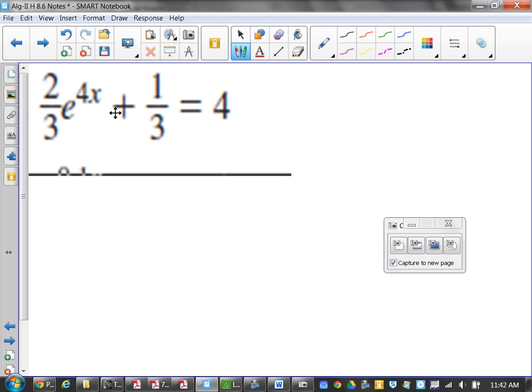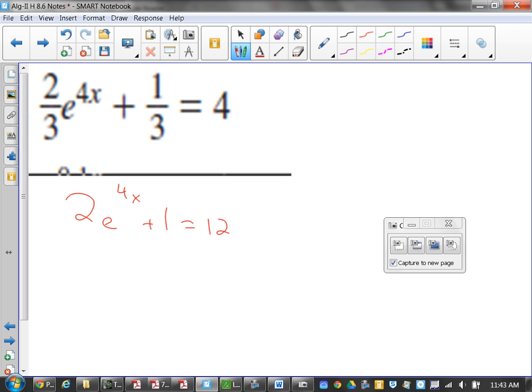Take a look at this one. We have 2/3 e to the 4x plus 1/3 equals 4. A couple things we can do real quick to make our lives a little bit easier. Let's get rid of the fraction. What can you multiply everything by? 3. If I multiply everything by 3, we get 2 e to the 4x plus 1 equals 12.